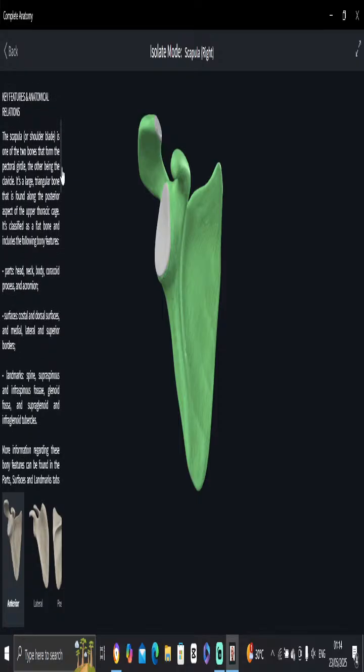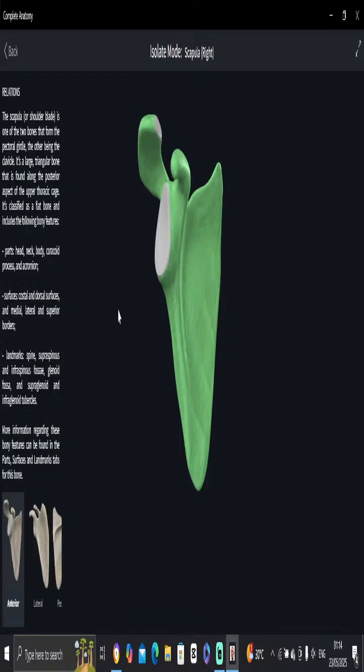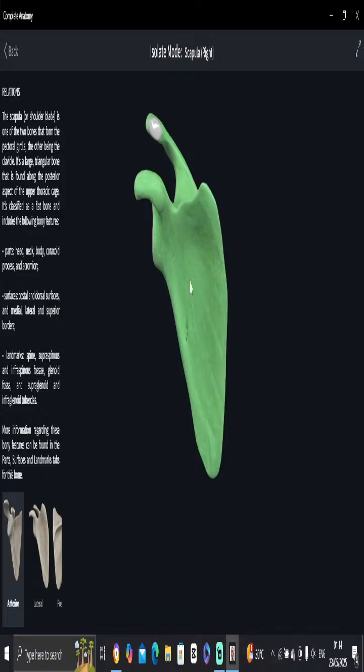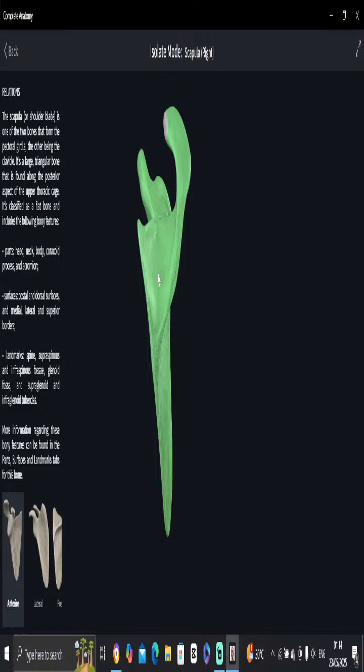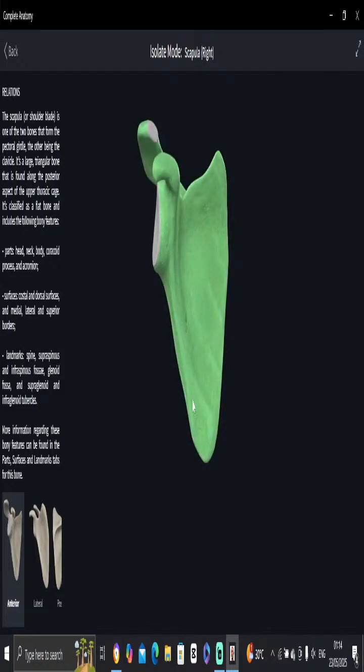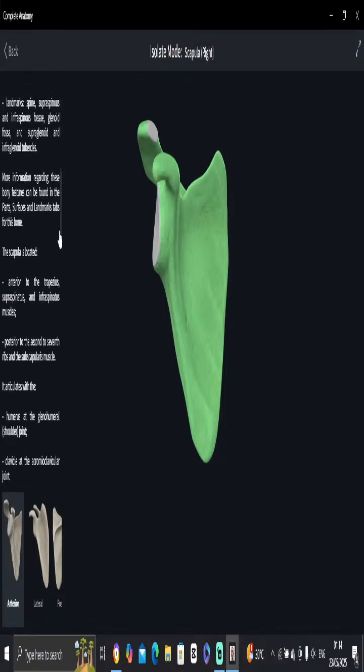Just like we've mentioned, the scapula together with the clavicle makes up the pectoral girdle. It is triangular, found on the posterior aspect of the rib cage. It has a costal surface, which is the ventral or anterior surface, and a posterior surface, which is also the dorsal surface. It has the medial, superior, and lateral borders, and three angles: the lateral, superior, and inferior angles.